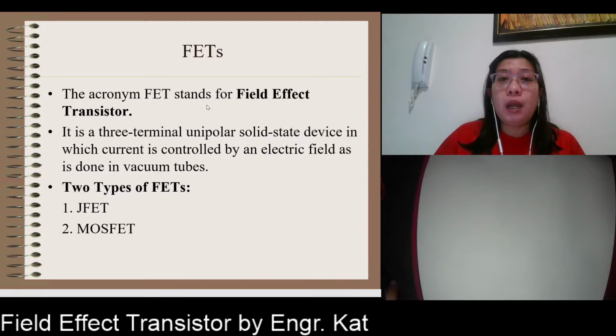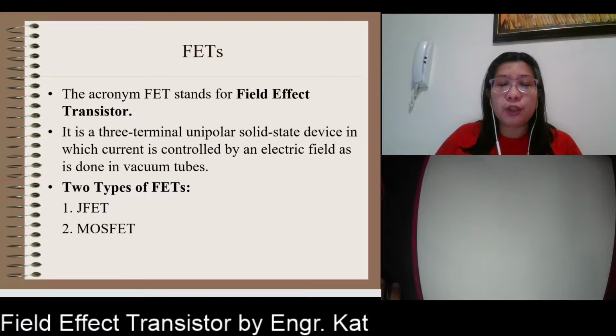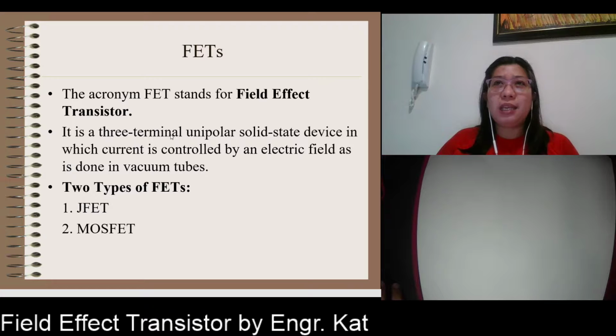Okay, so FET, the acronym FET stands for Field Effect Transistor. Just like the BJT, it is also a three-terminal device. Since it is a transistor, it has three terminals. But unlike the BJT, which is bipolar, FETs are unipolar. Later on, upon discussing the characteristics of your FET, we will be defining why it is called unipolar.